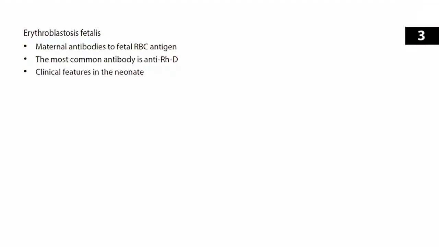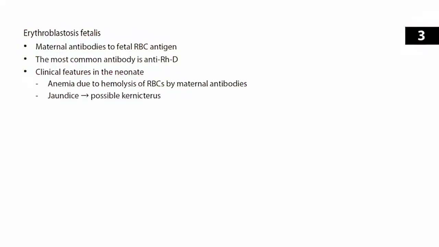So the clinical features of a neonate with erythroblastosis fetalis include anemia due to hemolysis of those fetal red cells. And as those cells hemolyze, hemoglobin is released, and that hemoglobin is converted into bilirubin, and the bilirubin causes jaundice and possibly kernicterus in the neonate. The fetus can also develop hydrops fetalis, which is a generalized fetal edema. And be aware that erythroblastosis fetalis is life-threatening, and it can cause intrauterine death.